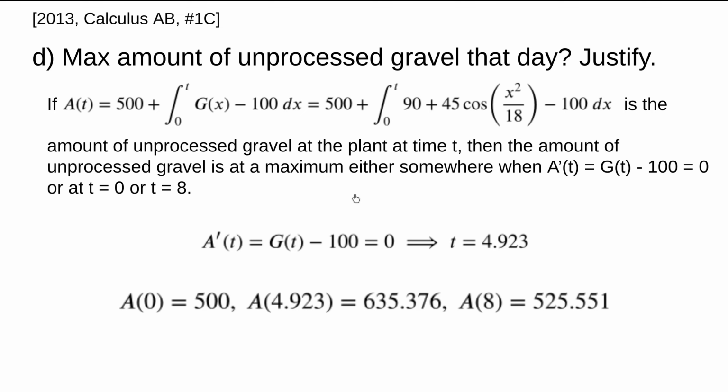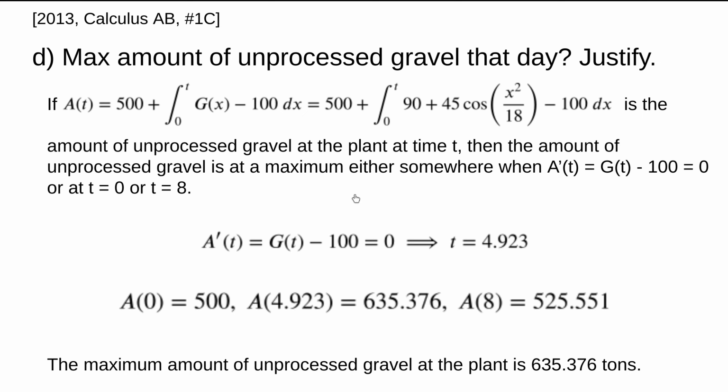And at t equals 8, the amount of gravel there is 525.551 tons. So the maximum amount is at t equals 4.923. And since A of 4.923 is 635.376, that is the maximum amount of unprocessed gravel at the plant that day.